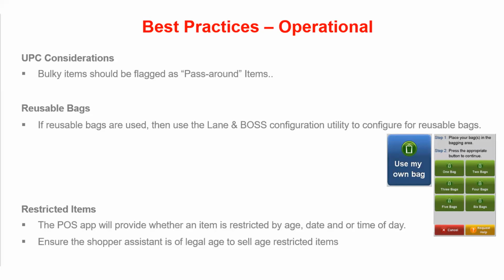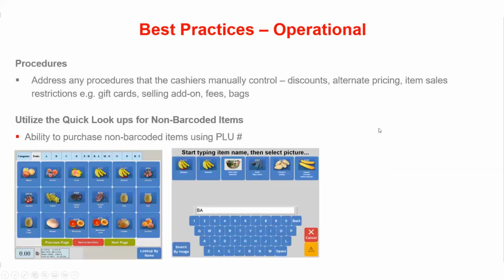You want to try to make sure it's as quick and smooth as possible so the shopper assistant doesn't have to call somebody else over that's of age. They should be of age just like the regular lanes that you might be selling those items at, to try to get them out as quickly as possible. Every state is different, if you live in a state that doesn't have that age restriction, of course.